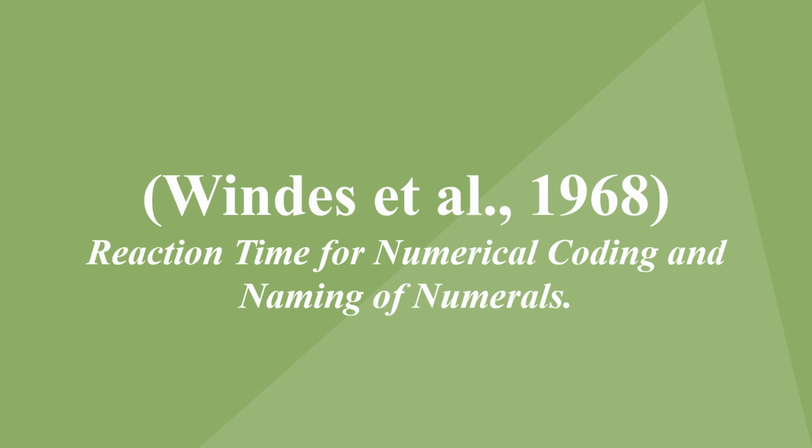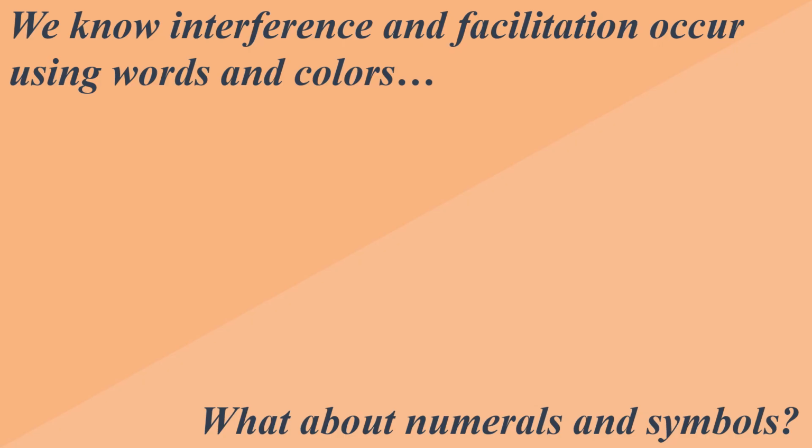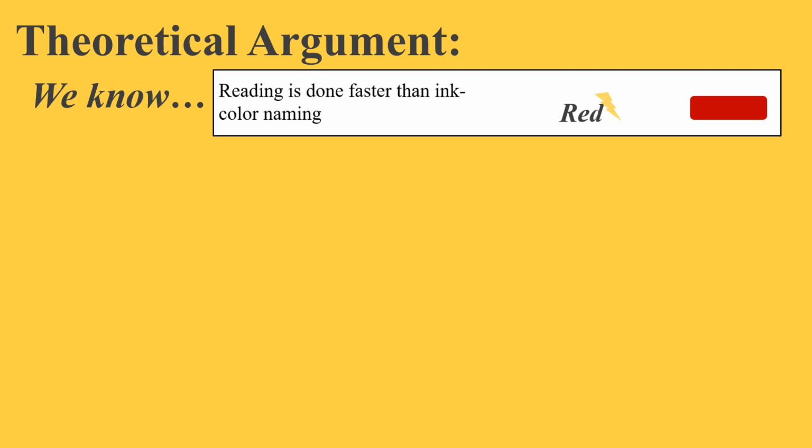And then the third paper is Wendes paper called Reaction Time for Numerical Coding and Naming of Numerals. That is very similar to the experiment that we did in class. So we already know that interference and facilitation occur using words and colors. We saw both facilitation and interference in colors and words. Now, what about numbers? So we already have this argument that reading is done faster than color naming, remember? So reading the word red was faster than saying that this rectangle is red.